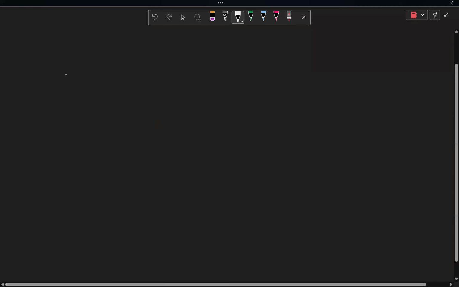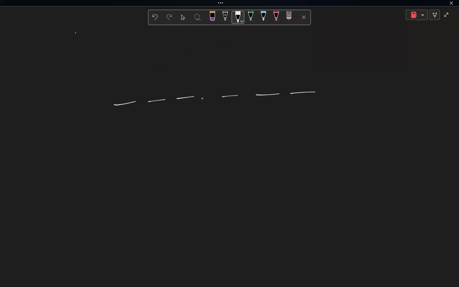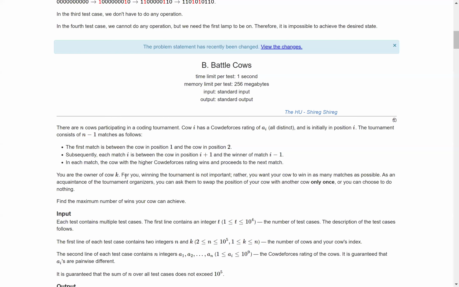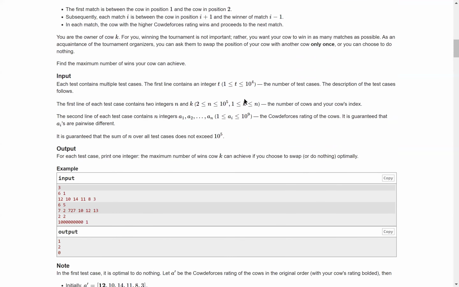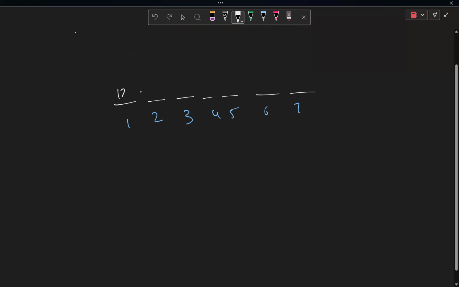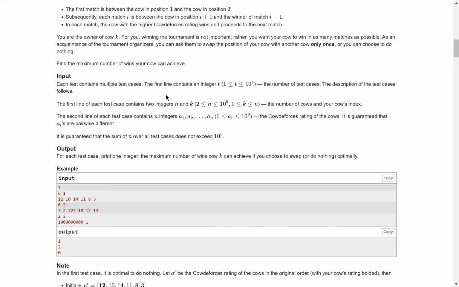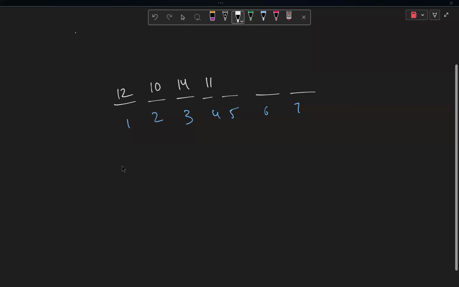Let me come up to the top. Okay, so let us say there are some cows. Cow number one, two, three, four, five, six, seven. We will be given some cows, and each cow will have its Codeforces rating, or actually CodeChef rating to be more precise. Let me write it as 12, 10, 14, 11, 8, 3.